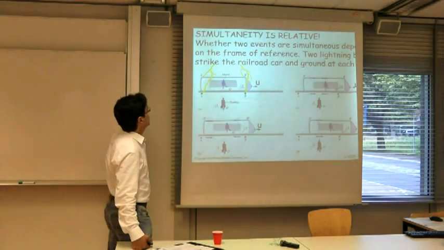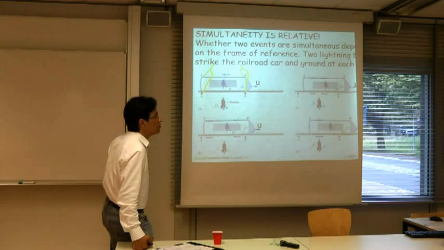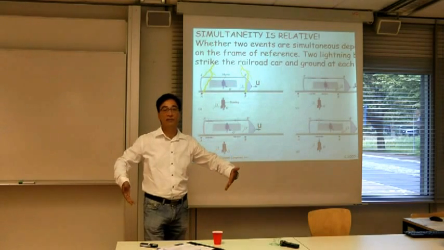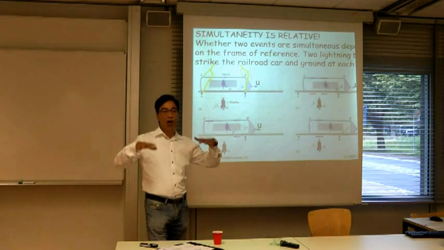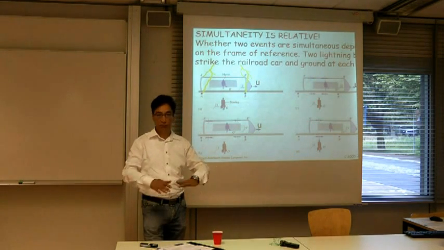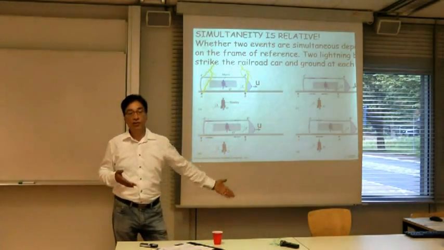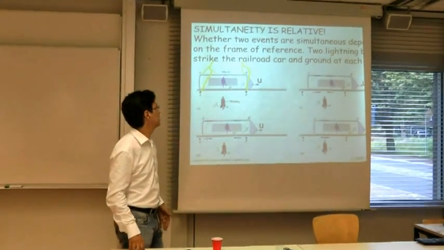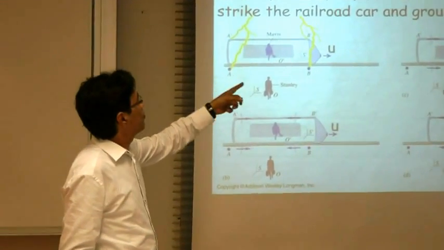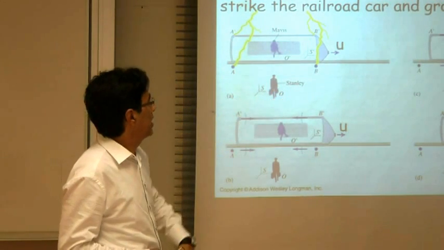The other example is this: simultaneity is relative. Whether two events are simultaneous depends on the frame of reference. Frame of reference. Always we have a frame of reference. Now we are here, we are sitting here. This is our frame of reference. I asked you the first question: how fast are you moving right now? To which kind of frame of reference? To Delft? 0 meter. But for the center of the Earth is 400 meters per second, and relative to Sun or something like that. Whether two events are simultaneous depends on the frame of reference. Two lightning in a strike, the railroad car and ground at each.